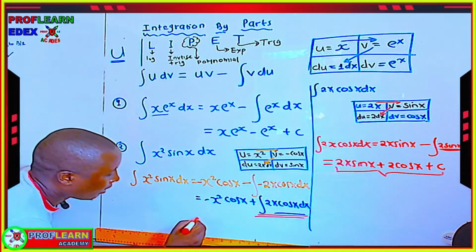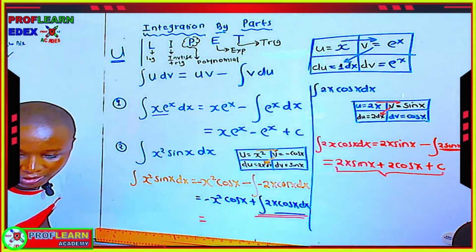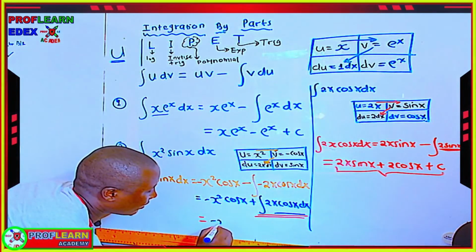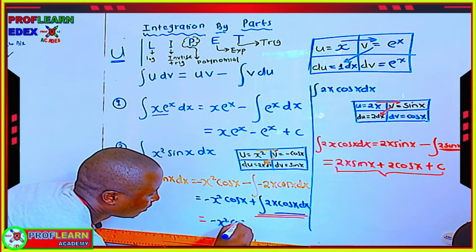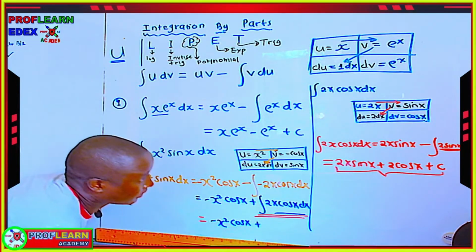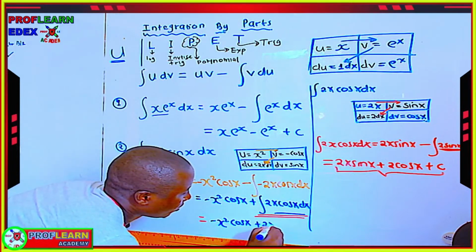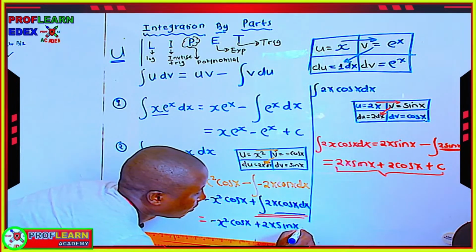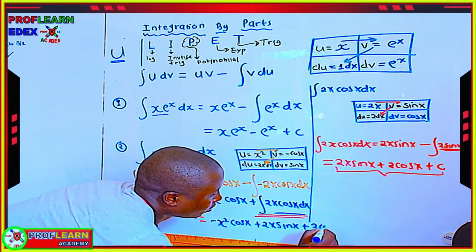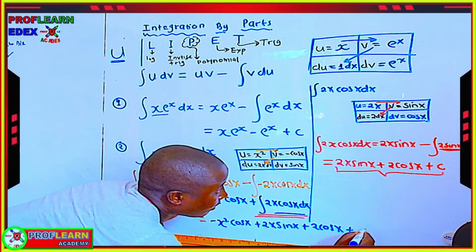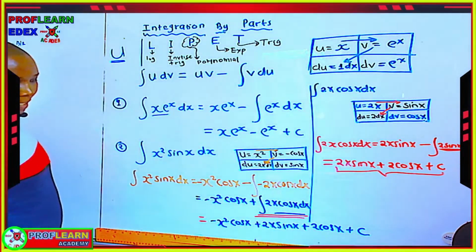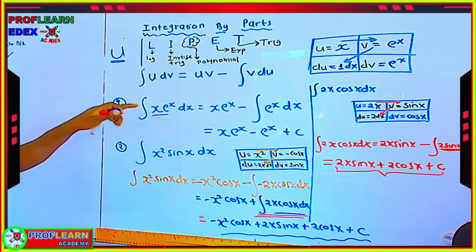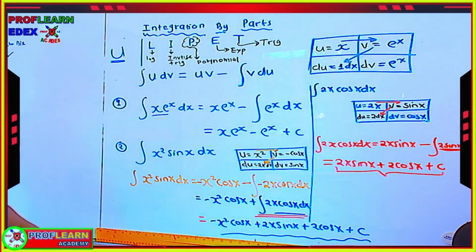Then our final answer for this particular question will translate to: minus x squared cos x plus 2x sine x plus 2 cos x plus c, as the final integral of this particular part of the question.